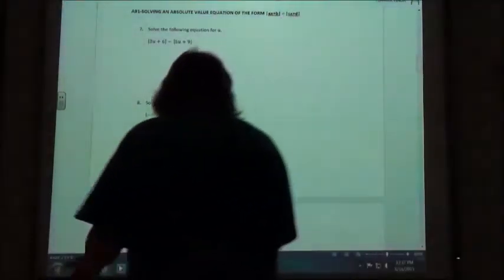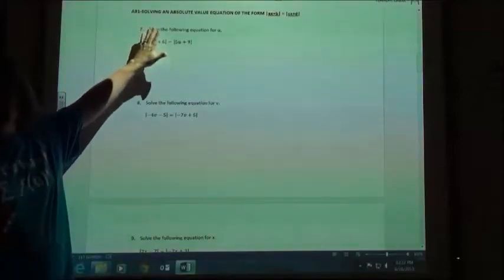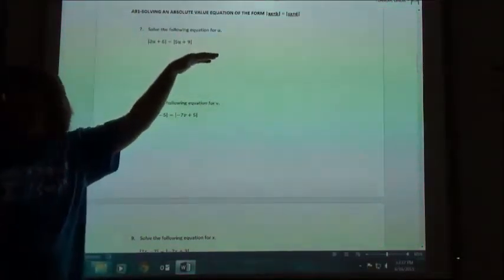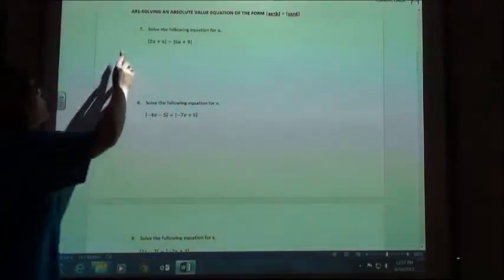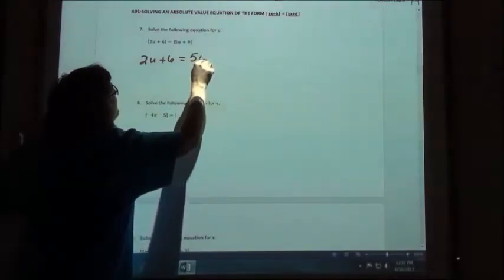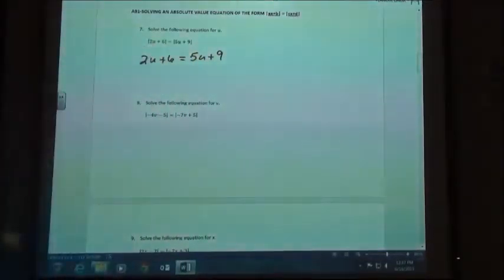So 7, 8, and 9 kind of have the same kind of theory here, that either the absolute value could equal the positive, which wouldn't change any signs, or the negative, which means you'd have the opposite. So when you do your two cases, you're going to leave one side the same both times. The other side, once you'll leave it the same, the other time you do the opposite. So I would first of all say either the 2u plus 6 could equal 5u plus 9, leaving everything exactly the same as it was, just dropping the absolute values.